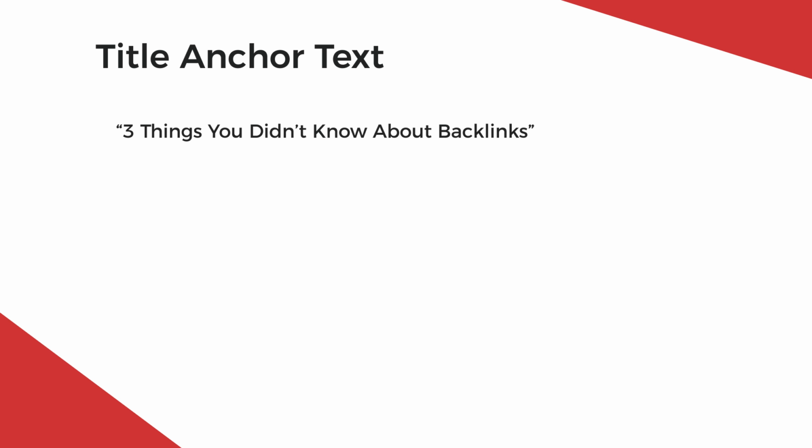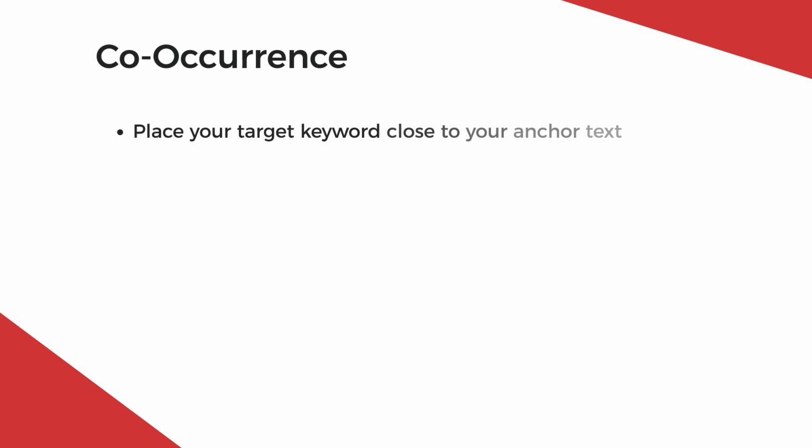Before I show you how frequently you should be using these different types of anchor text, I want to explain this concept of co-occurrence. Once again, I am not going to bore you with technical jargon, but co-occurrence is the process of putting your keyword in close proximity to your anchor text. This is an effective alternative to using exact match anchor text because Google will be able to determine the relevancy of your backlink without needing you to use an exact match anchor.